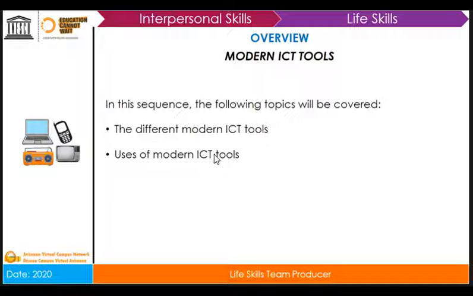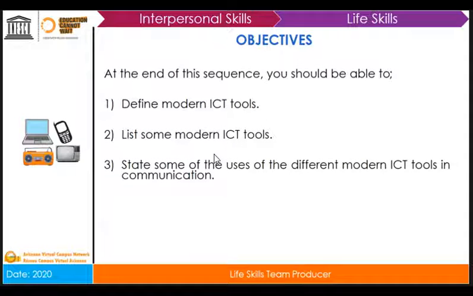In this sequence on modern ICT tools, the following topics will be discussed: the different modern ICT tools, and uses of modern ICT tools. As such, at the end of this sequence, you should be able to define modern ICT tools, list some modern ICT tools, and state some of the uses of the different modern ICT tools in communication.